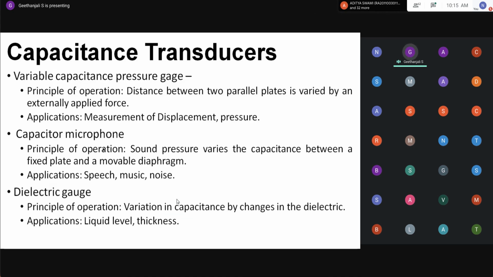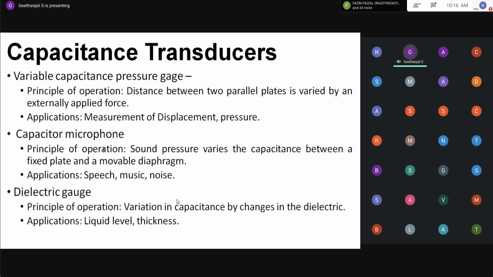Next one is the capacitance transducers. Under the category of the capacitance transducer, there are three major types. First one is the variable capacitance pressure gauge, then the capacitor microphone, and the third one is the dielectric gauge. First let us see the variable capacitance pressure gauge. The principle of operation is that the distance between two parallel plates is varied by an externally applied force. The application of this gauge is measurement of displacement and measurement of pressure.